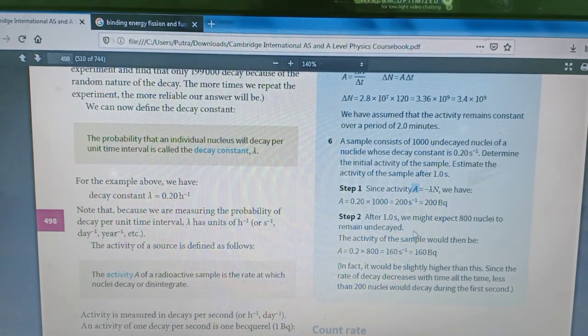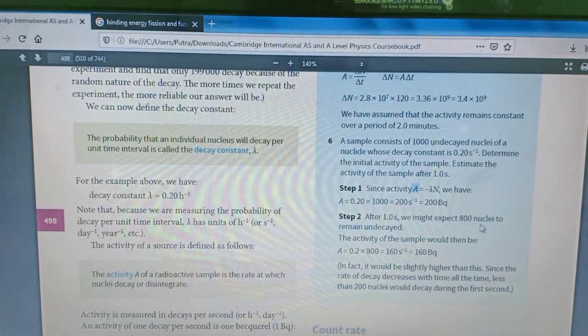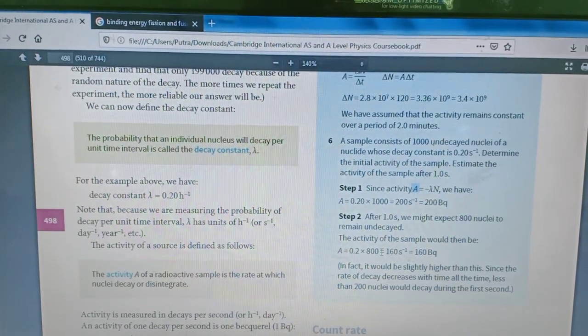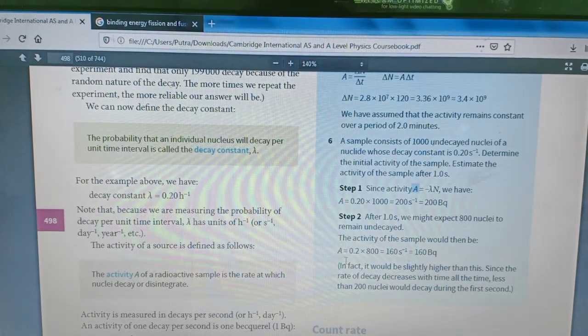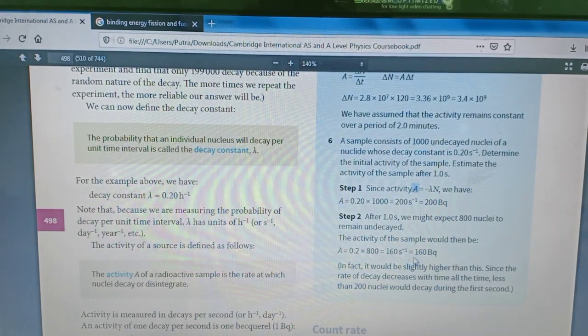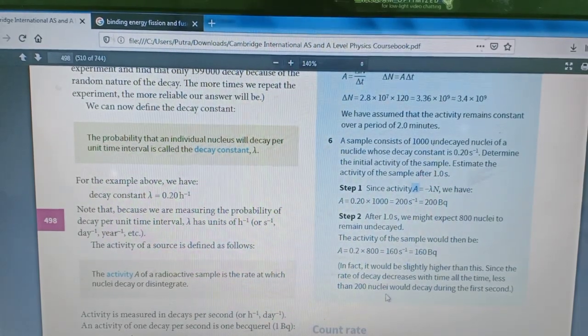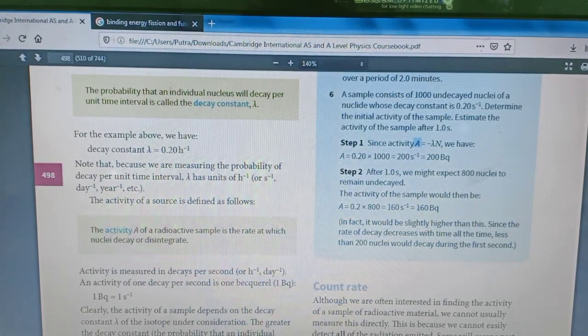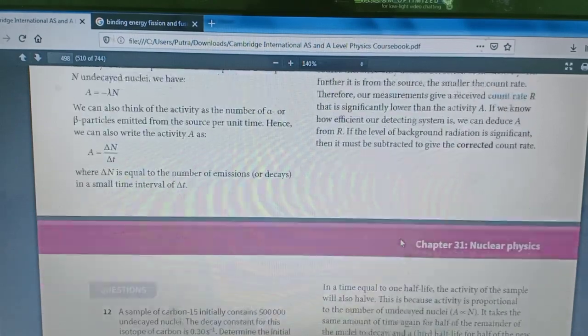And then after 1 second, we might expect 800 nuclei to remain undecayed. The activity of the sample will then be A equal to 0.2 times 800, so that A will be 160 becquerels. In fact, it would be slightly higher than this, since the rate of decay decreases with time all the time. Fewer than 200 nuclei will decay during the first second. Okay, so that is for the example.